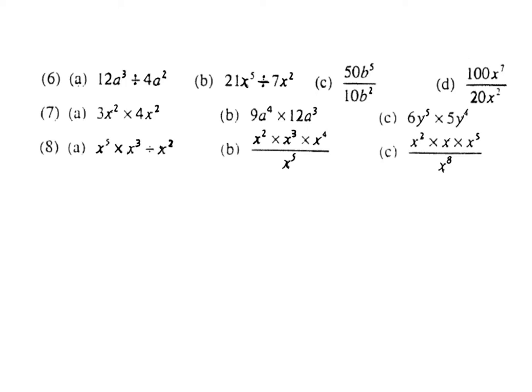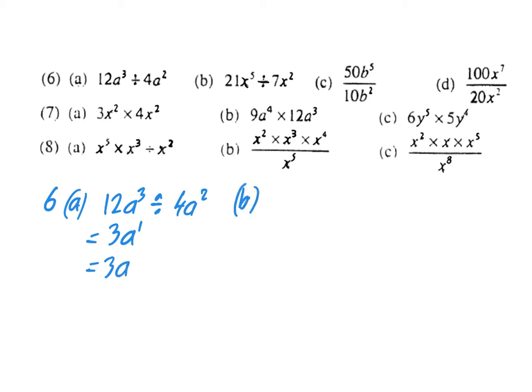Okay, these are the solutions to questions 6 to 8, which were indices questions. So question 6a, we had 12a cubed divided by 4a squared. When you're doing this, you just divide the normal numbers as you always would have. So 12 divided by 4 is 3. And then a cubed divided by a squared, you subtract the powers. So 3 minus 2 is a to the power of 1. So it is just 3a.